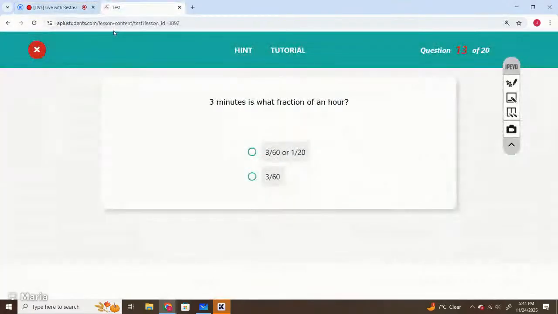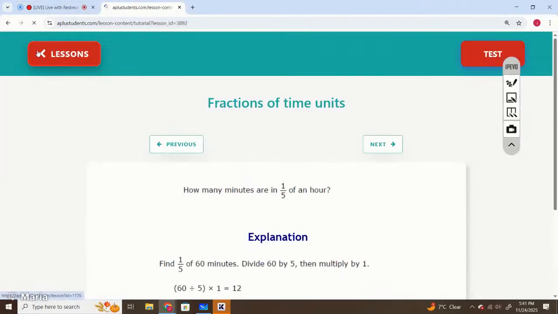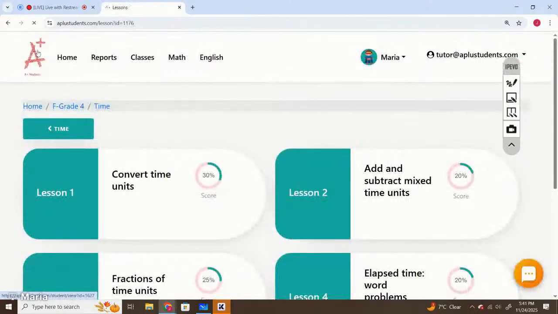Okay, you can complete the lesson by yourself later today. So, we were working on grade 4 math. The chapter we were working on is time. The lessons we have covered today are convert time, add and subtract time units, and fractions of time units.